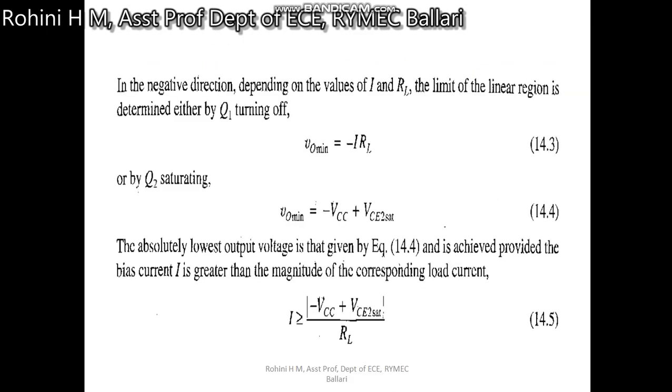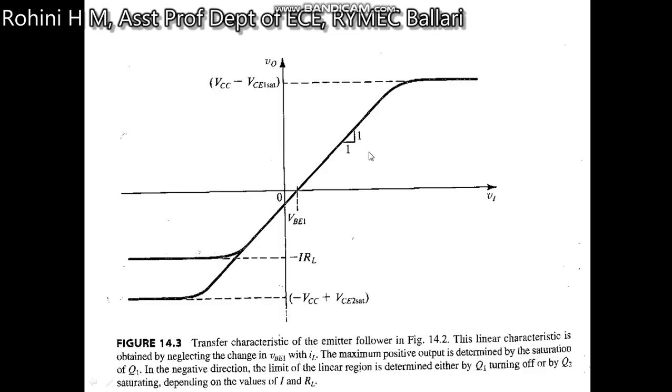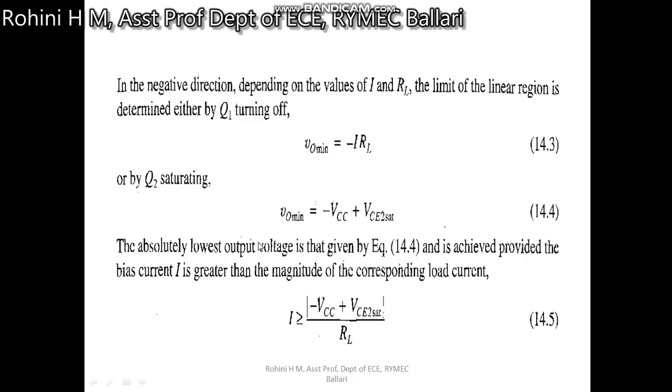So in the negative direction, depending on the value of I and RL, the limit of the linear region is determined by Q1 turning off. If Q1 is turning off, then V out minimum is given by minus I into RL, as shown in this diagram. If Q1 turns off, then the voltage is minus I into RL. If it saturates, then what is the voltage? That is minus VCC plus VCE2 sat, if Q2 is saturating.